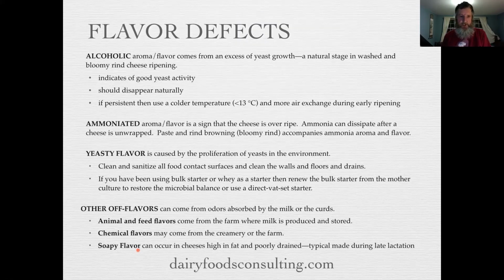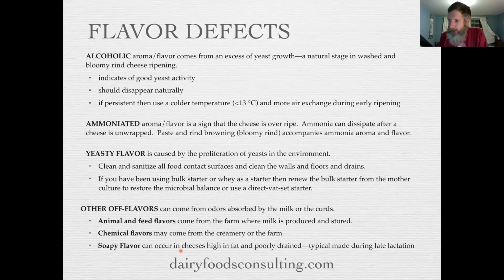And the soapy flavor has to do with breakdown of fat, and that's why we're looking at cheeses that are made from high fat milk and maybe poorly drained. And this could be a lactation thing where you've got late lactation milk, it's always much higher in fat, and all of a sudden you're like, wow, these cheeses are kind of soapy, they're a little off, and it could just be that.